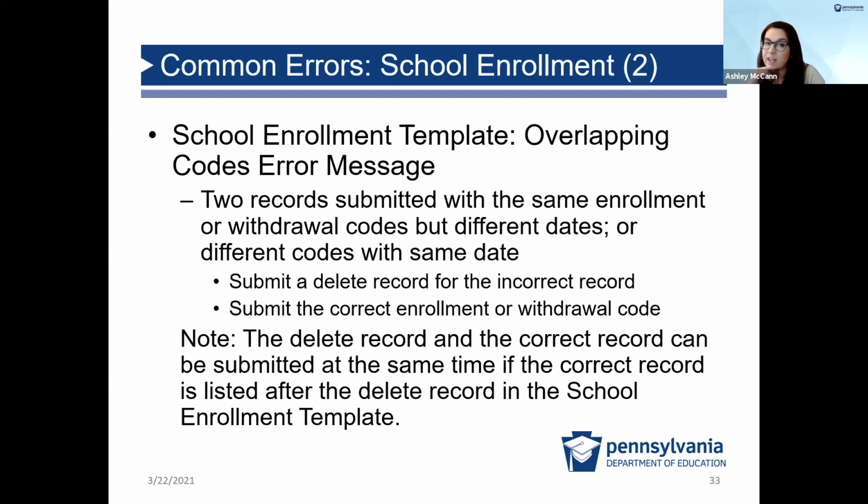Some more errors that we get, overlapping codes. So like I said, if you have an EO1 of September 2nd, but the student didn't actually start with you till September 9th, you can't just upload another EO1, because you're going to get errors. You have to go through that delete process first, because you can't have 2 enrollments in a row. You can't have 2 withdrawals in a row. It's entry, withdrawal, entry, withdrawal.